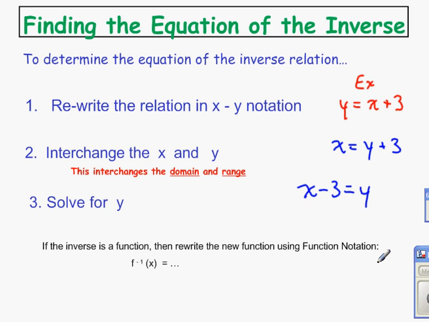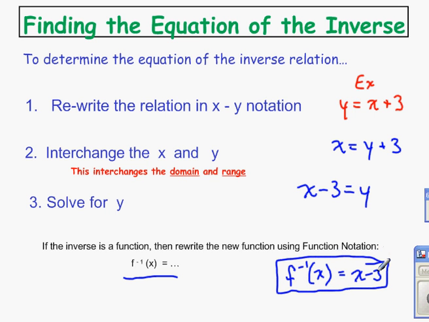Okay. If the inverse is a function, you rewrite it using this new notation we learned, which is the inverse of f, or f inverse. So if this last part here is a function, you finish off writing f inverse equals. So this is a line, y equals x minus 3. So I would finish this off using f inverse equals x minus 3. Right? So we're just changing it back into function notation. But now we have to say f inverse because it is the inverse of the original equation. Okay, so we're going to do a couple of examples.